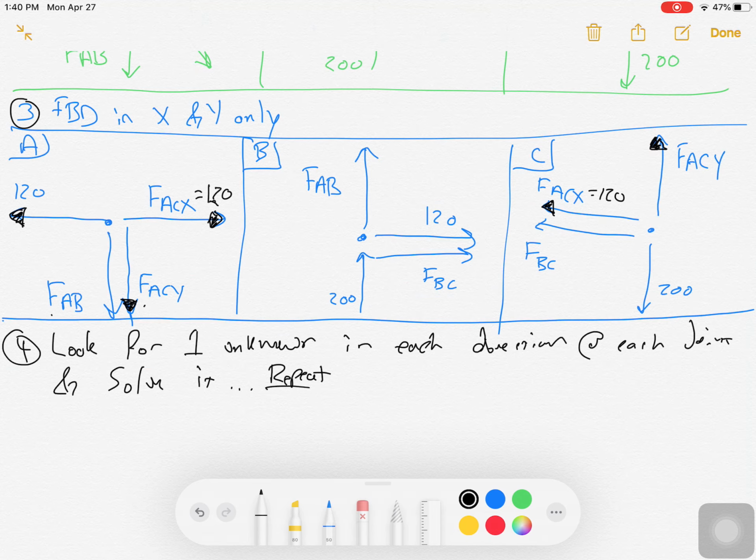So once we finish this for one, we want to keep repeating. So now in the Y direction, I still have two unknowns on A, and in the X, I have 0 unknowns. So I'll move to the next one. So on B, force AB, I have the one unknown in the Y direction, force AB, and 200. So if 200 goes up, force AB must go down.